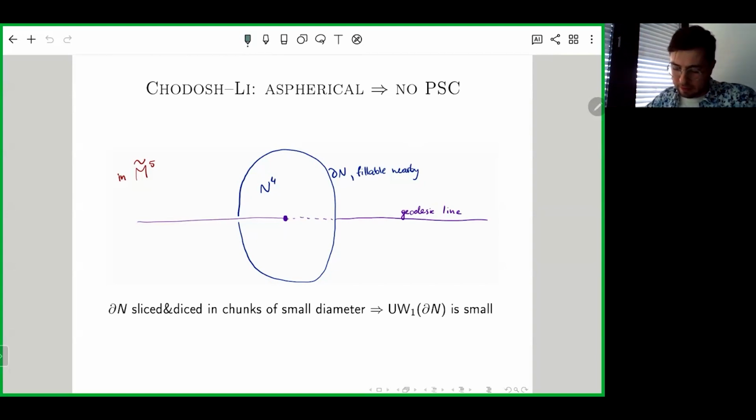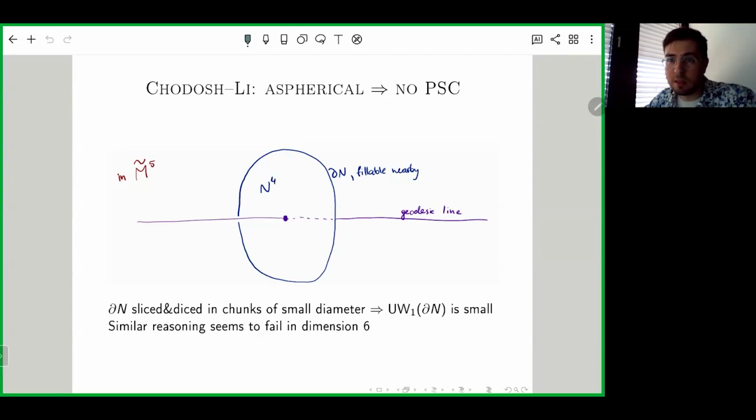So allegedly, the same argument doesn't really prove this conjecture in dimension 6. From what I understood, it could be viewed as a reason that you cannot do the same argument in dimension 6, because you can still go to this boundary of n, which will be 4-dimensional, and you can try to do some slice and dice, and the chunks will have small one Urysohn width, but you cannot conclude that the whole n has small Urysohn 2 width, for example.